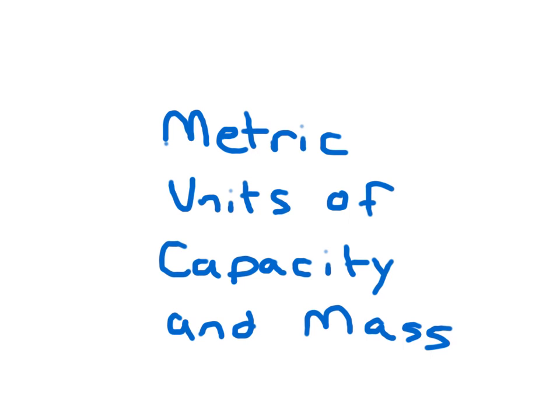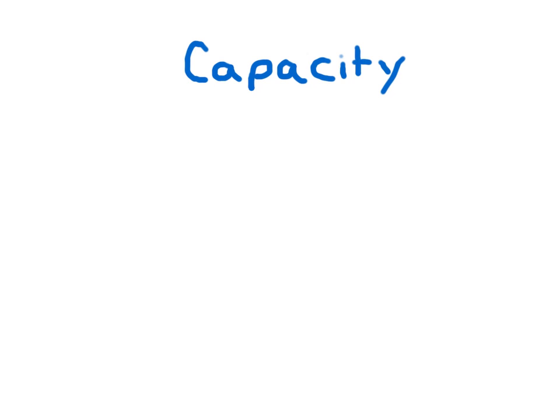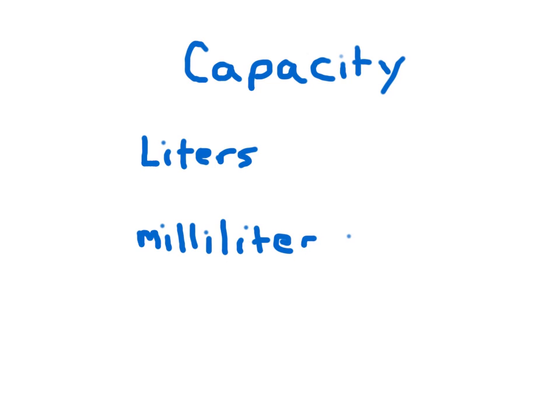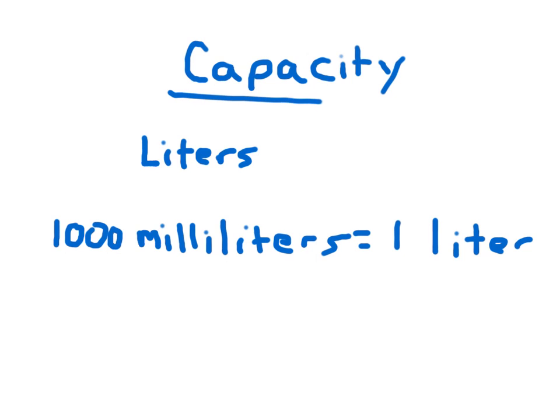Let's take a look at the metric units of capacity and mass. Capacity, what can fit in an item, will be measured in liters with the metric system, and smaller than a liter, we will be talking about milliliters. And so milliliters is spelled like this here. And in fact, there are 1,000 milliliters in 1 liter. Go ahead and copy that down.